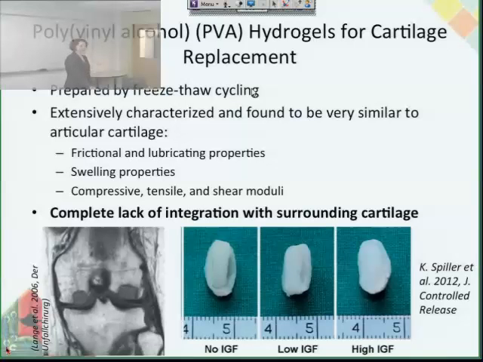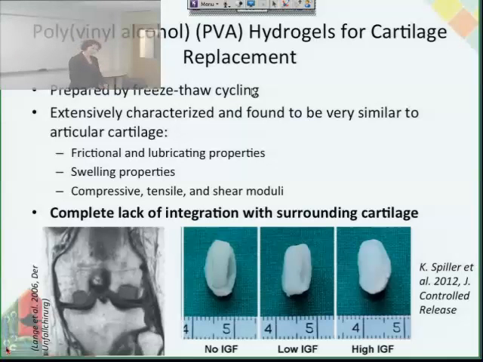Okay, so I talked a little bit about PVA hydrogels earlier, prepared by freeze-thaw cycling and how that works. The reason why I wanted to use them for cartilage is because they have been extensively characterized and found to be really similar to cartilage in terms of a lot of these mechanical properties. Not permeability, which is what I just showed, but I think that if you modified the backbone of the hydrogel chain to get that permeability to go down, then maybe you could get it a lot closer to cartilage.